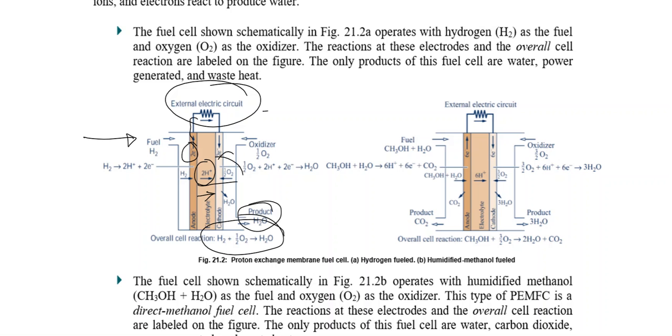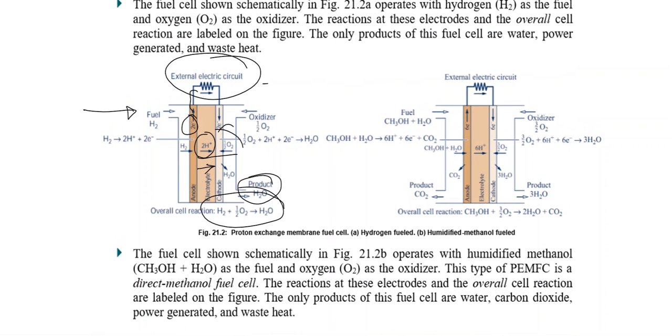There is another type of PEMFC as well, and that is when we are using humidified methanol as a fuel and oxygen as an oxidizer. In this case, humidified methanol, which is CH3OH, and steam would be provided to the fuel cell. At the anode, it will be catalyzed to make 6 hydrogen. If you can just check, 3 over here, 4, 5, 6 over here.